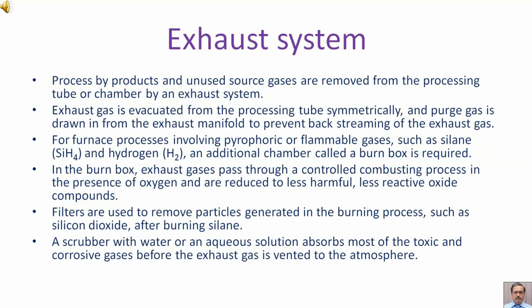Exhaust system. Process byproducts and unused source gases are removed from the processing tube or chamber by an exhaust system. Exhaust gas is evacuated from the processing tube symmetrically, and purge gas is drawn in from the exhaust manifold to prevent backstreaming of the exhaust gas.